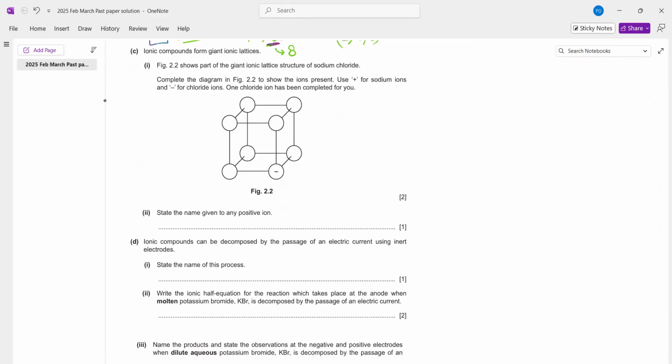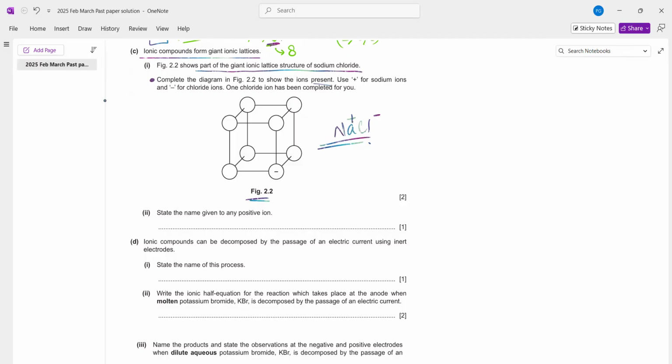For the C part, they are telling us that ionic compounds form giant ionic lattices. Yes, they form giant ionic lattices, which means they form a three-dimensional regularly arranged pattern of cations and anions. They're saying this figure 2.2 shows part of a giant ionic lattice structure of sodium chloride. So this is a part of an NaCl crystal, which contains Na+ and Cl- ions. They want us to complete the diagram to show the ions present.